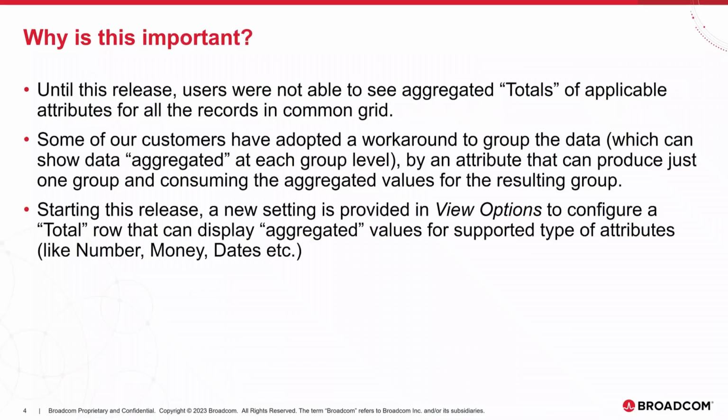And why is this important? Until this release, there was no configuration in the Common Grid to see the aggregated values of records across pages for applicable attributes, except in group by mode, where aggregated values are displayed for the resulting groups. Some customers have adopted this as a workaround: using group by on an attribute that will result in just a single group to see the overall totals.